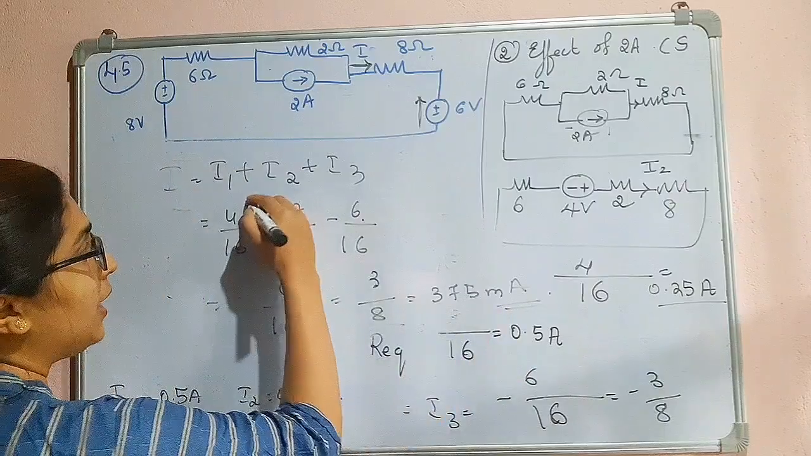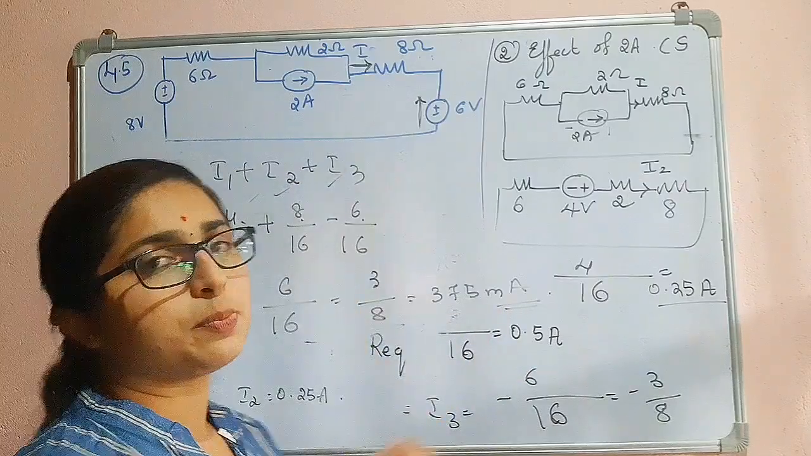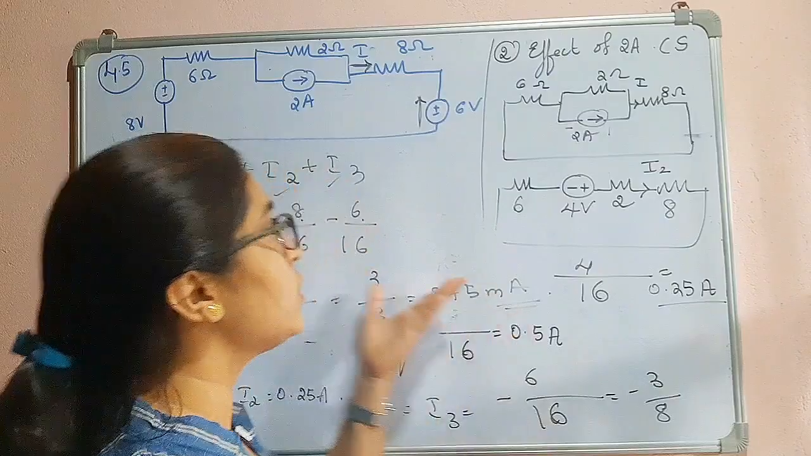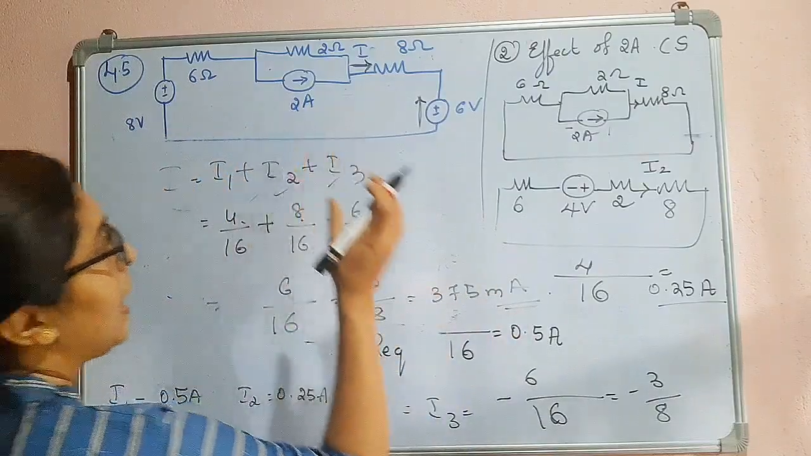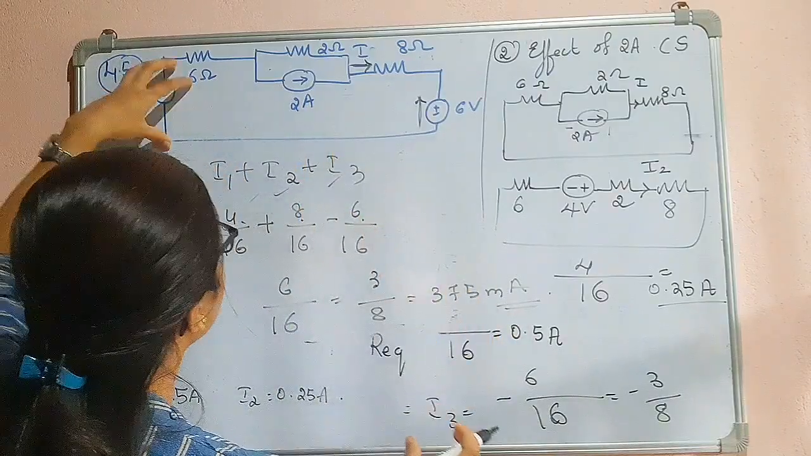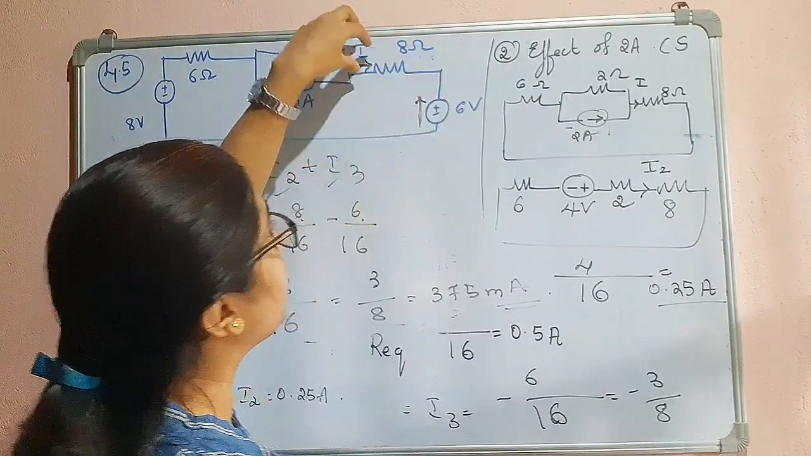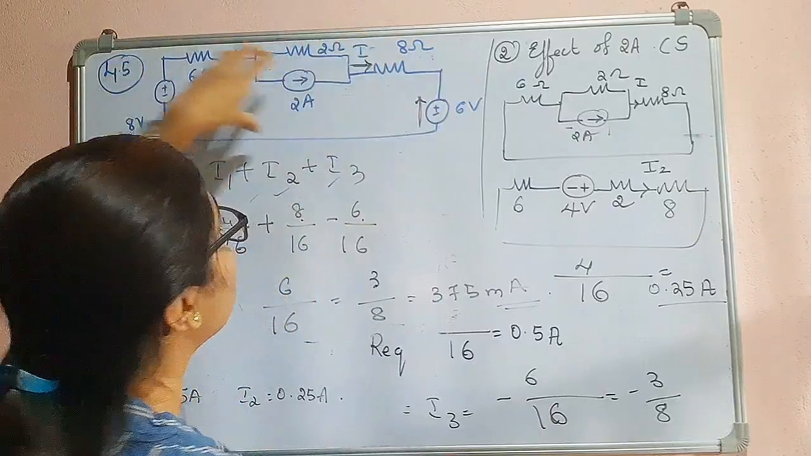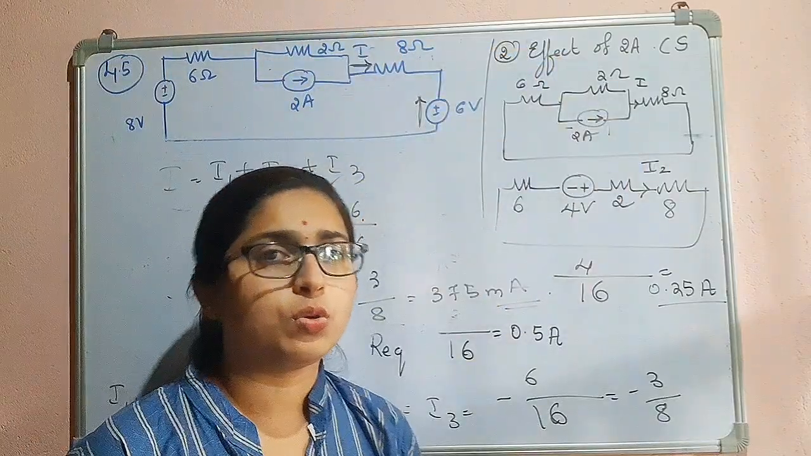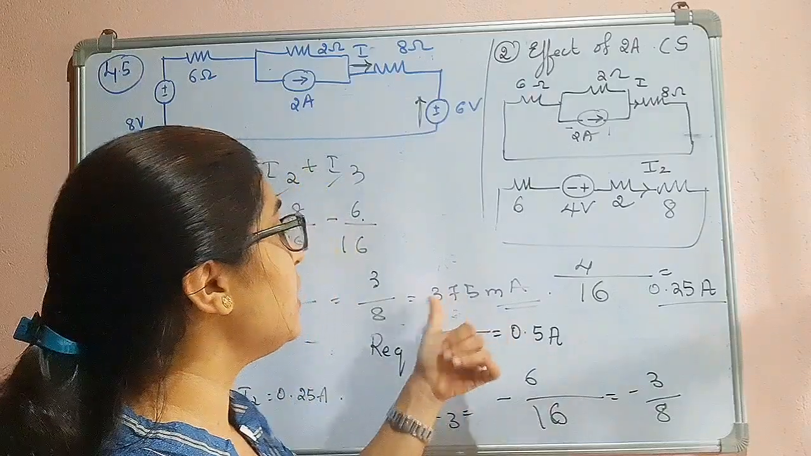And why have I added all these 3 things? It is because of the additivity. That is the superposition theorem, because I have taken the effect of individual sources, and then to get the total current I have to take the sum of all those currents. So this is the answer.